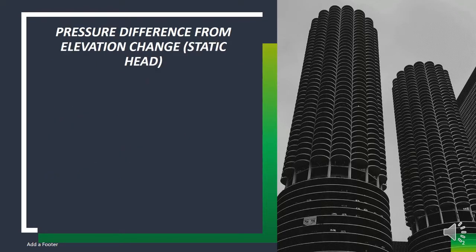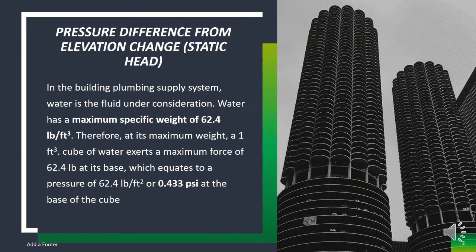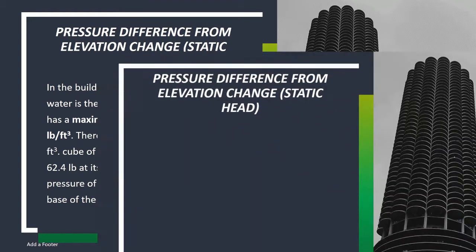Pressure difference from elevation change. In the building plumbing supply system, water is the fluid under consideration. Water has a maximum specific weight of 62.4 pounds per cubic foot. Therefore, at its maximum weight, a 1 foot cube of water exerts a maximum force of 62.4 pounds at its base, which equates to a pressure of 62.4 pounds per square foot, or 0.433 psi at the base of the cube.